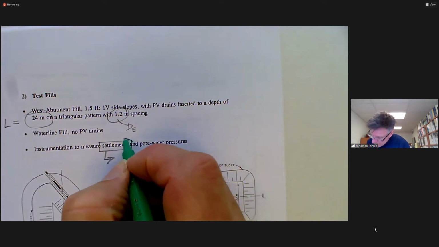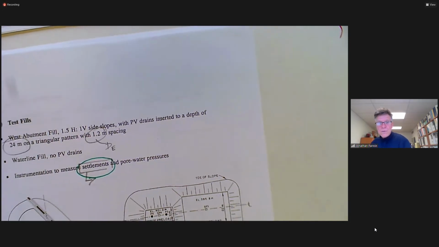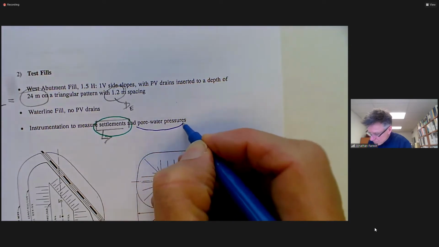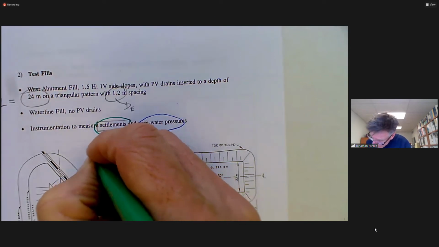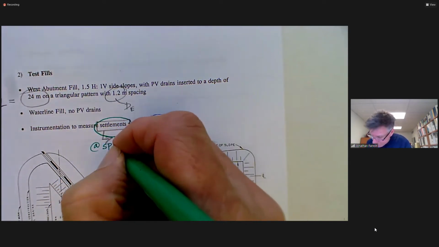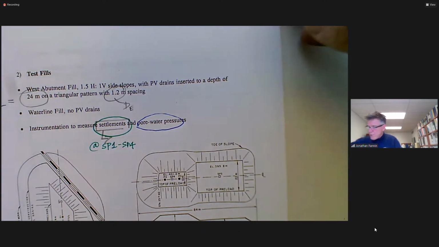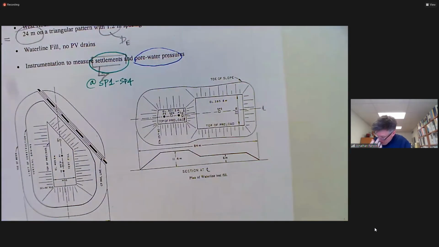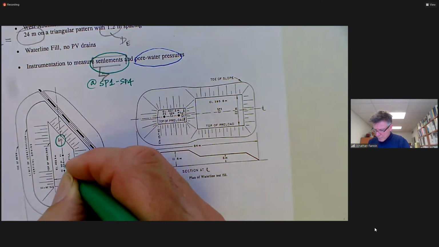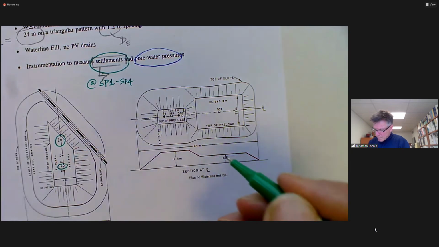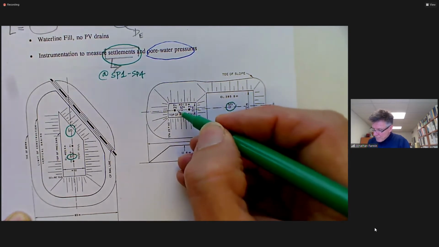So let's look at settlements in green and pore water pressures. The settlements are measured from settlement plates, primarily. There were one or two other techniques put in, but settlement plate number 1 to settlement plate number 4. Where are they? Settlement plate number 1, settlement plate number 2, settlement plate number 3, and settlement plate number 4.